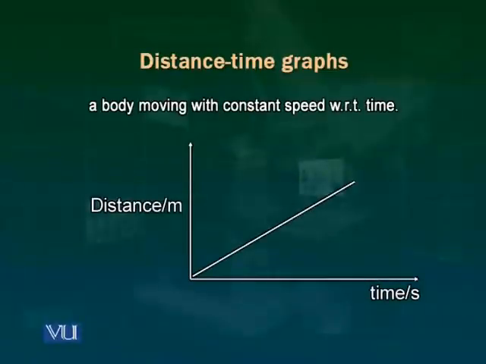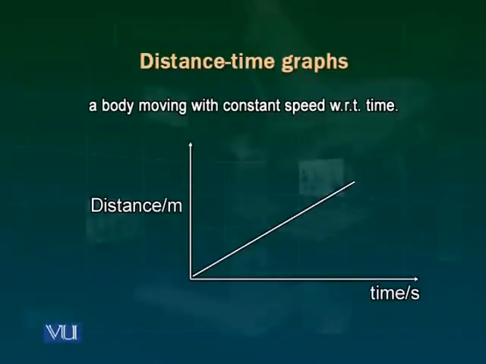So we have a body which is moving with a constant position. In a distance time graph, we would have a straight line because the distance is not changing with time. We have a body which is moving with a constant speed. I would have a straight line which is increasing. And of course, these are the graphs we look at.